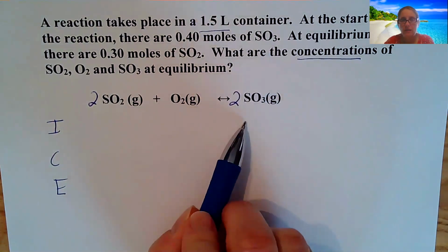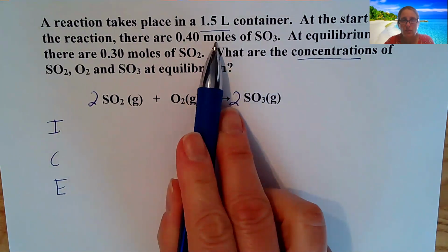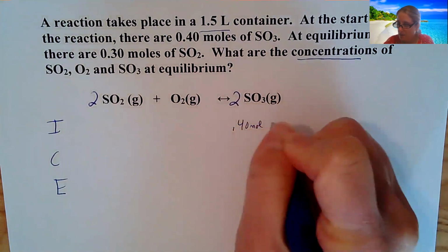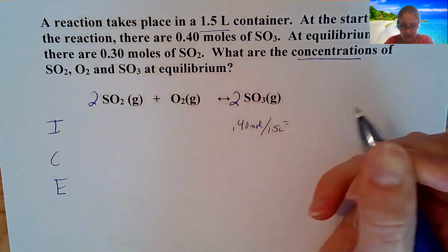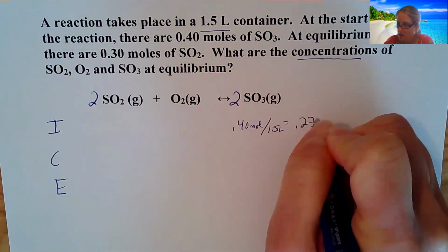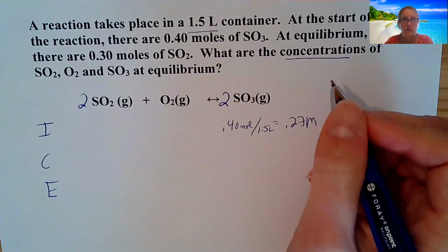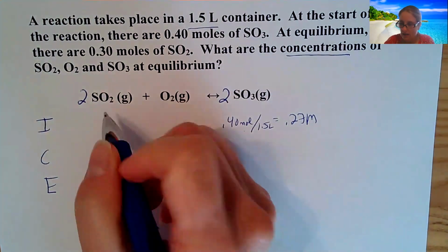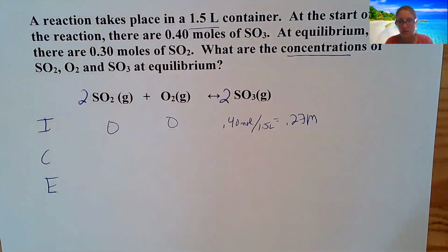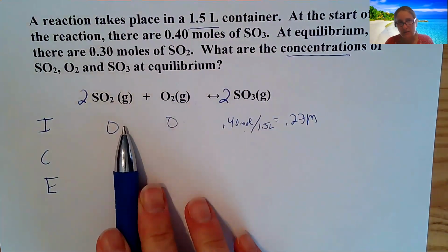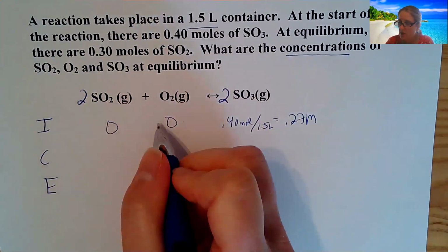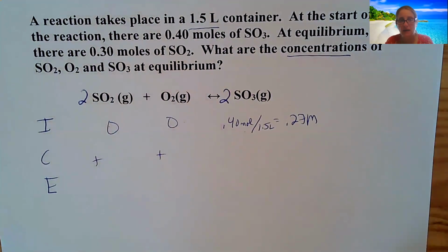Now please notice the reason I picked this is because I'm starting with product, okay? So I have 0.4 moles of my product. Well, I'm going to divide that by 1.5 liters, and that's going to give me 0.27 molarity. If I start with product, that means I have no reactant, okay? Because these are reversible reactions, I could start with either side. So this one I did want to show you so that you could see it either way. So I cannot subtract from 0, so this side must be plus, this side must be negative.